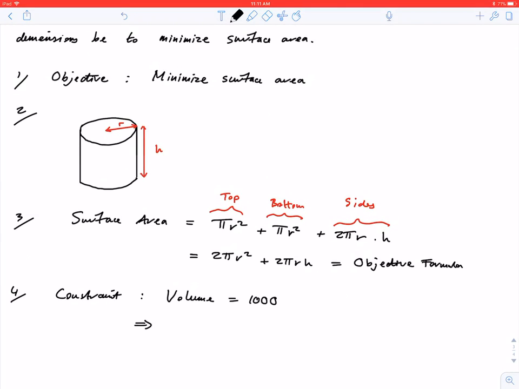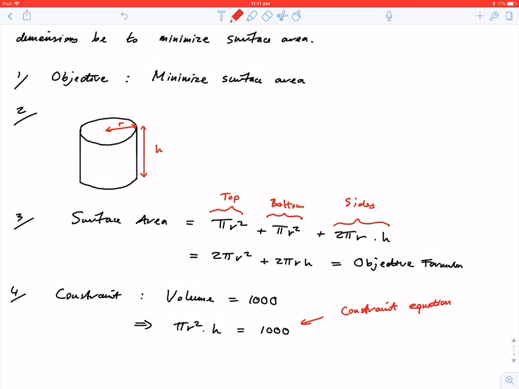This implies what? Well, the base is pi r squared, the height is h. The product of this has to be equal to 1,000. So this is the constraint equation. Okay, so that's in many ways the hardest part done.